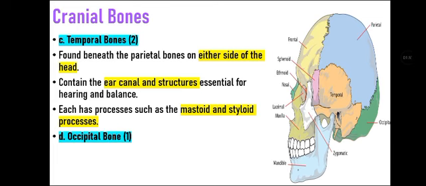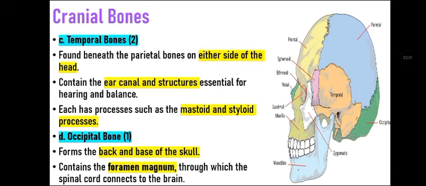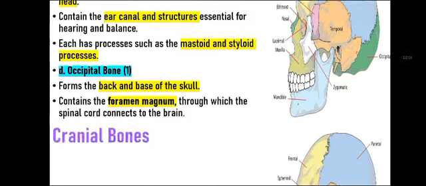Next bone in cranial bones we have is the occipital bone, that is an unpaired bone, and here at the side you can see the diagrammatic representation of it. The green color bone at the back side of the skull is the occipital bone. It forms the back and base of the skull. It contains the foramen magnum through which the spinal cord connects to the brain.